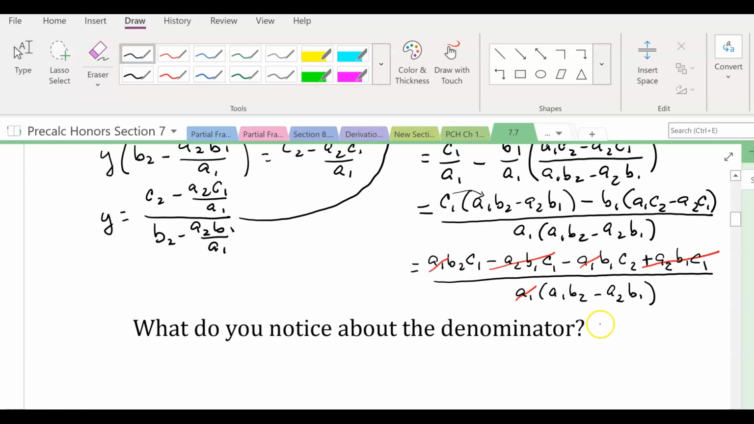I end up with x is equal to b2 c1 minus b1 c2 all over a1 b2 minus a2 b1. So there's my value for x.